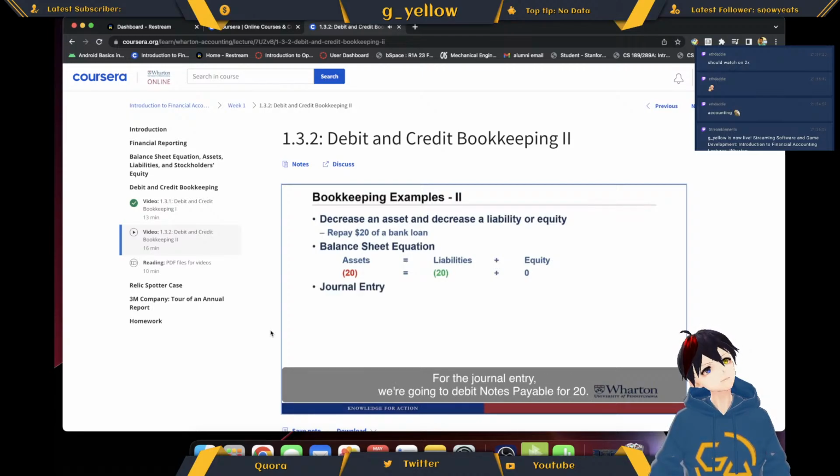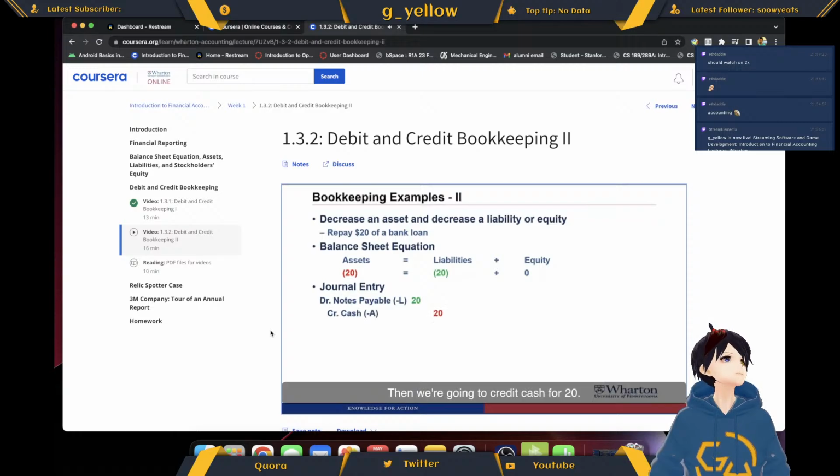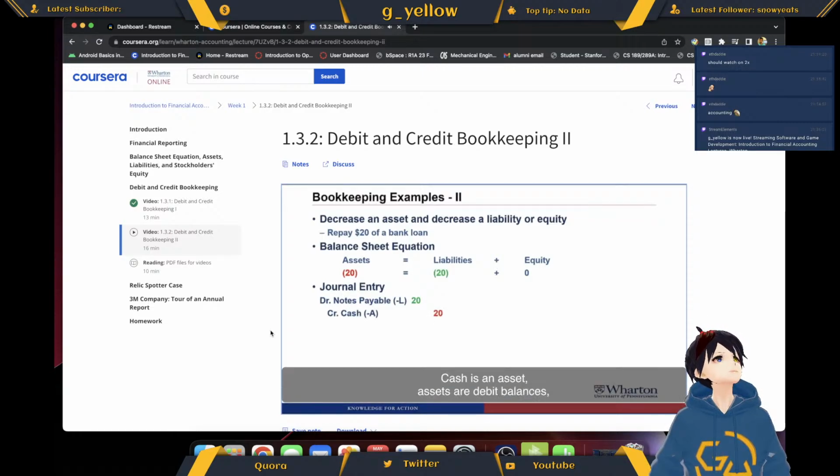For the journal entry, we're going to debit notes payable for 20. We need a liability to go down. Liabilities have credit balances. We reduce a credit balance with a debit, notes payable 20. Then we're going to credit cash for 20. Cash is an asset. Assets are debit balances. We reduce a debit balance account with the credit, so we credit cash for 20, we'll reduce it. And notice I have minus L and minus A in parentheses to indicate that these two are both reducing liabilities and assets.